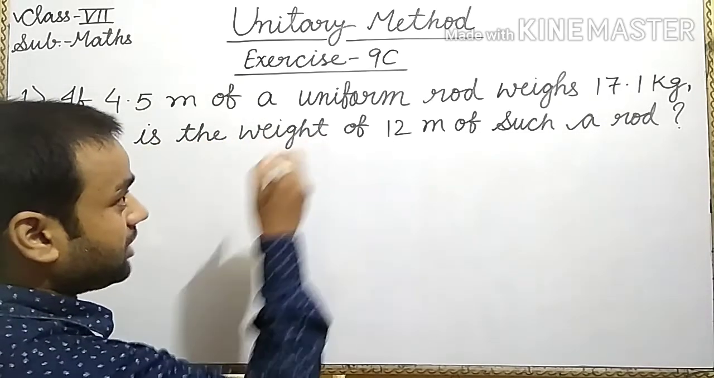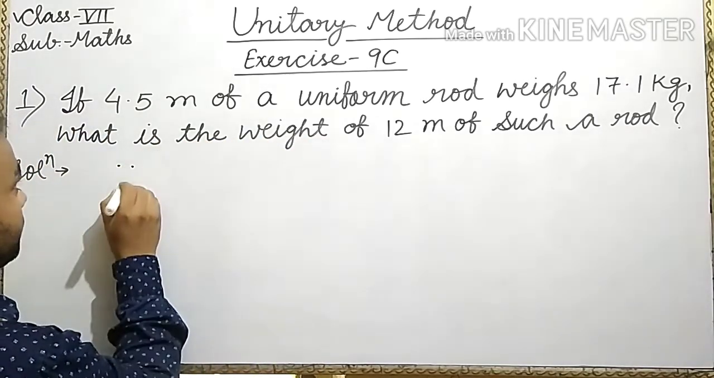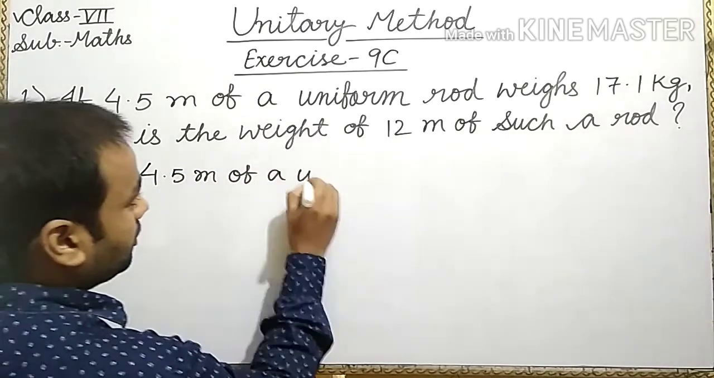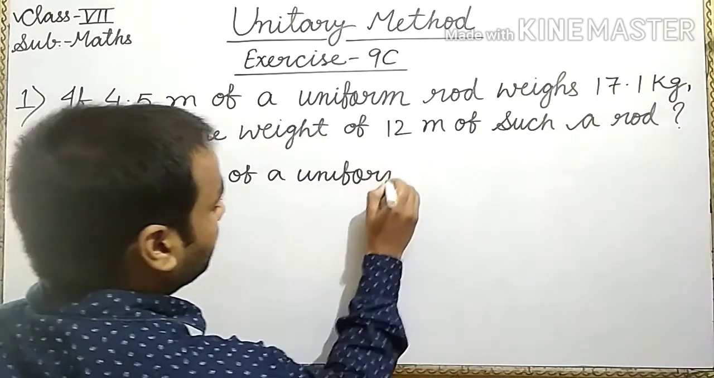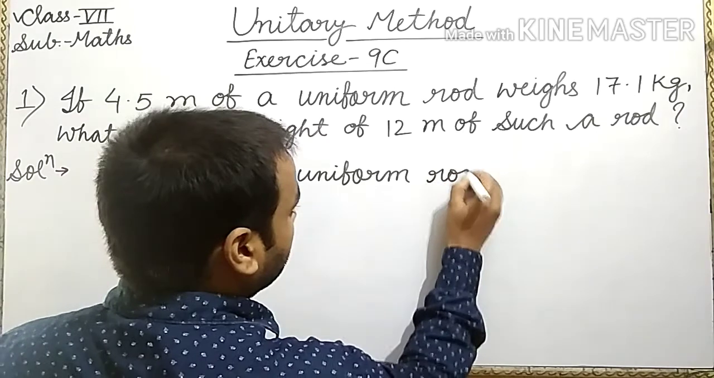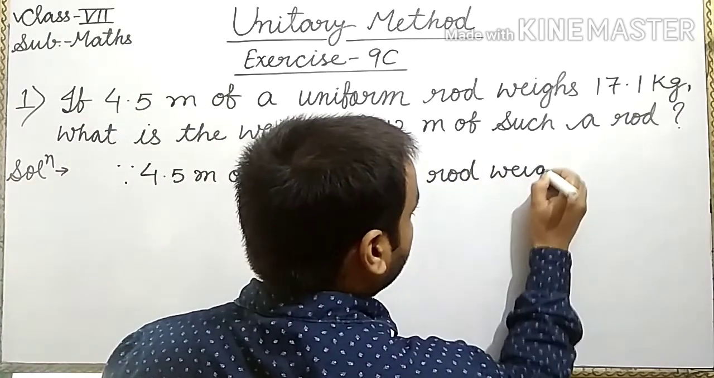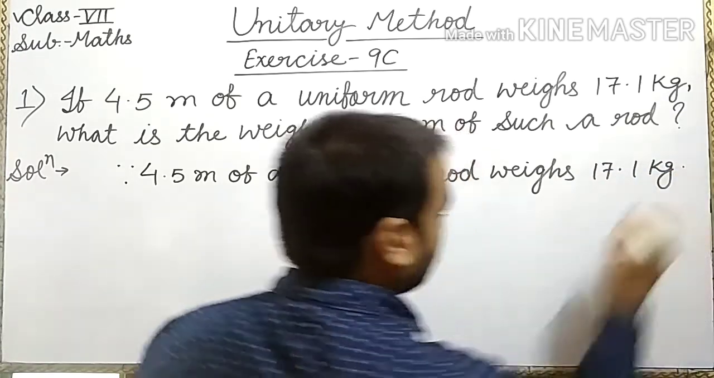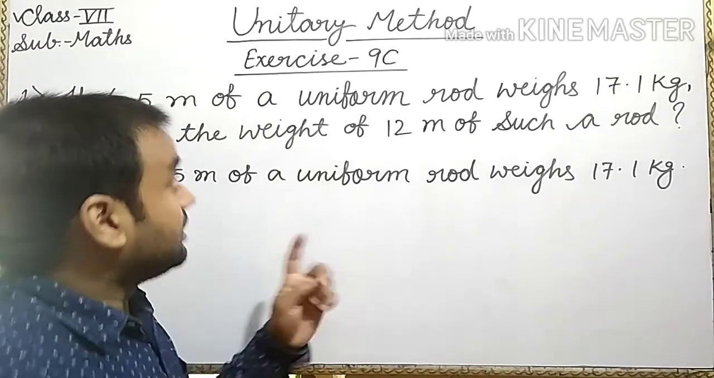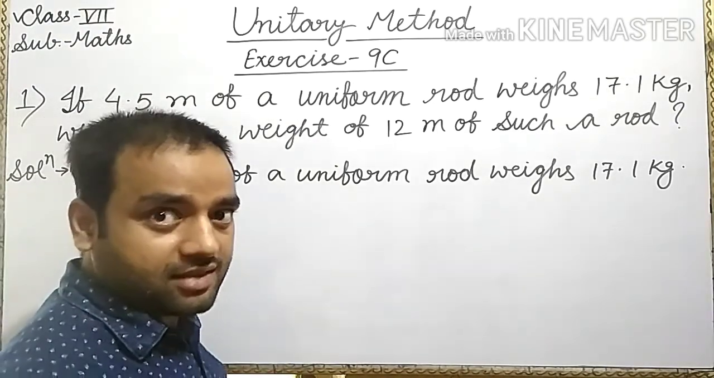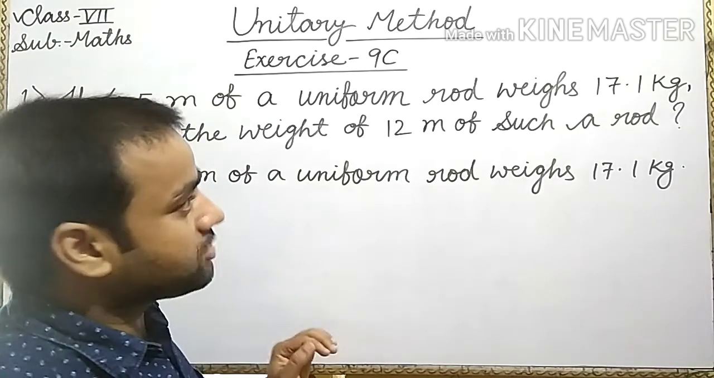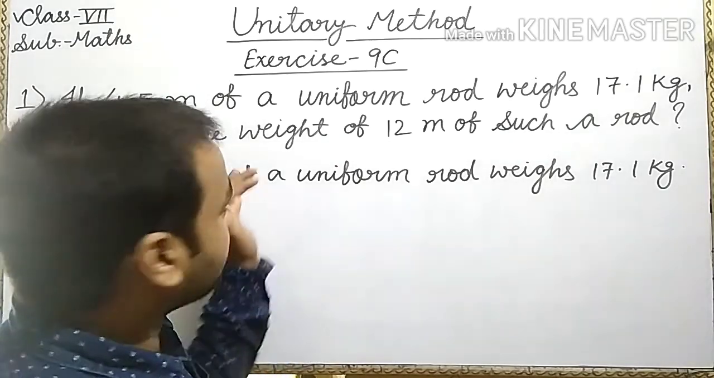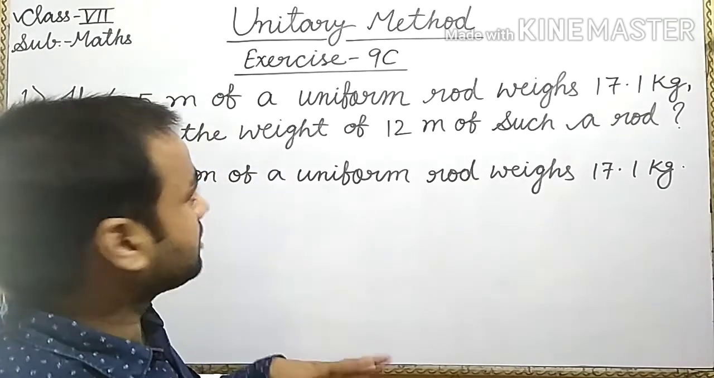In the first statement, rewrite here: since 4.5 meter of a uniform rod weighs 17.1 kilogram. Students, this is a miscellaneous exercise. Miscellaneous exercise means in this exercise there are questions of both direct variation and inverse variation. So rewrite the language one or two times and think what type of question is given.